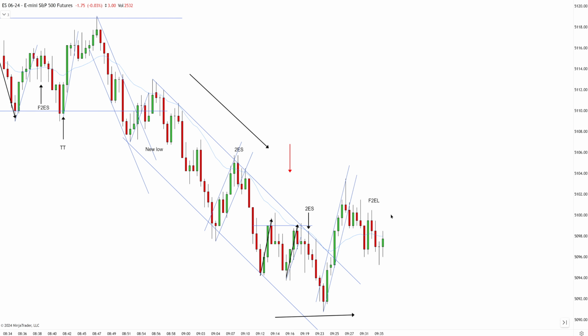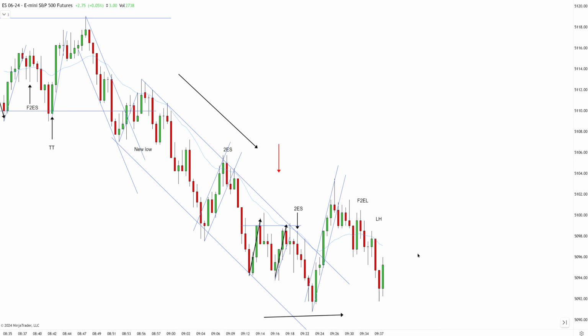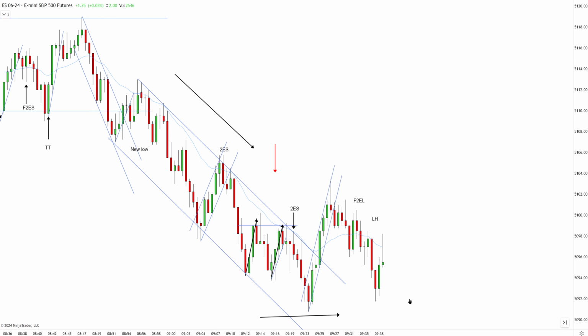And notice now we have lower high confirmation of the failed second entry long. This would have been a great confirmation, but my signal bar is bullish. I cannot sell below a bull bar. So unfortunately, I cannot take it. Almost we tested new extreme, not really.